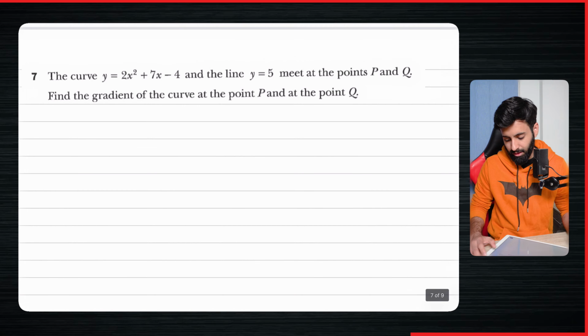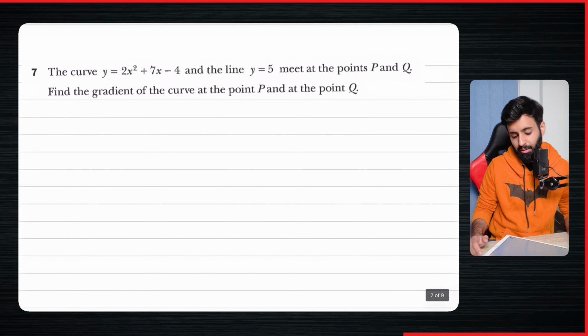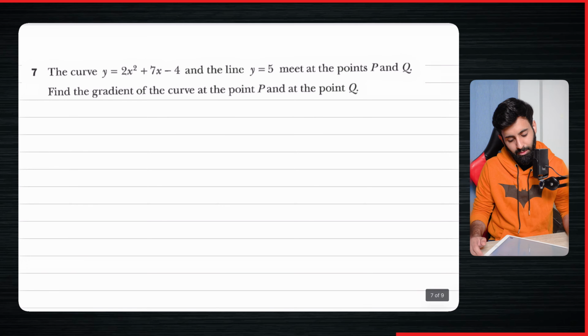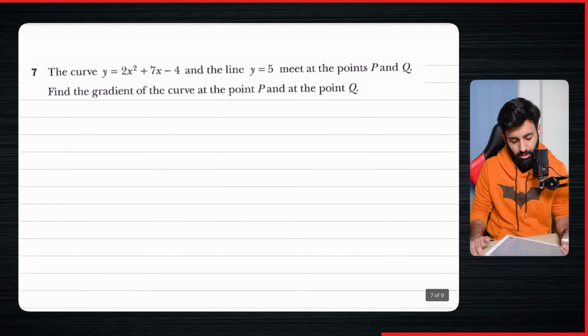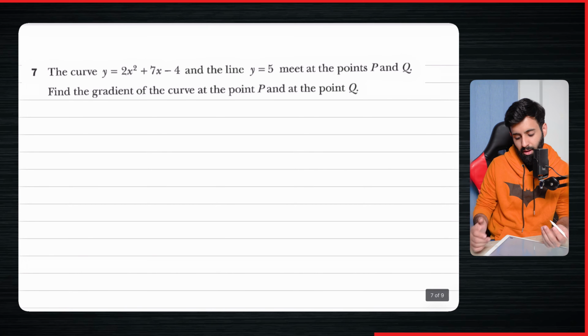Now, here's something interesting. This is question number 7, by the way. It says the curve y equals 2x squared plus 7x minus 4 and the line y equals 5 meet at the points P and Q. Find the gradient of the curve at the point P and at the point Q.